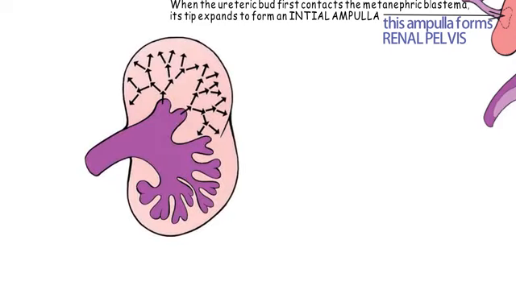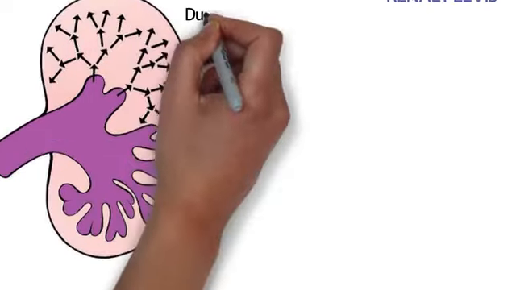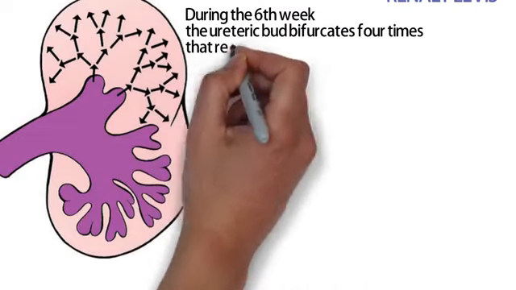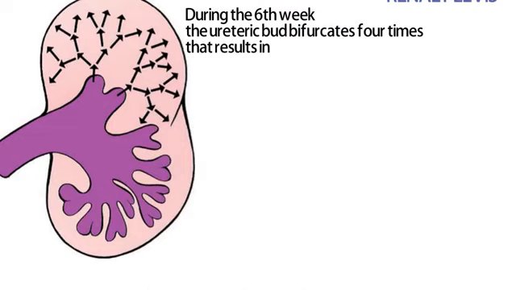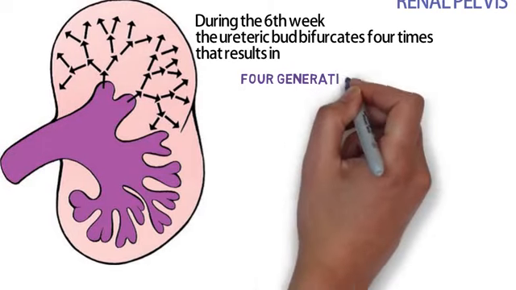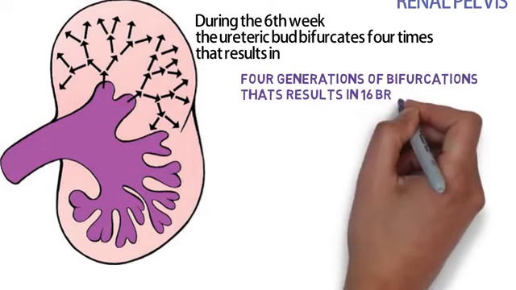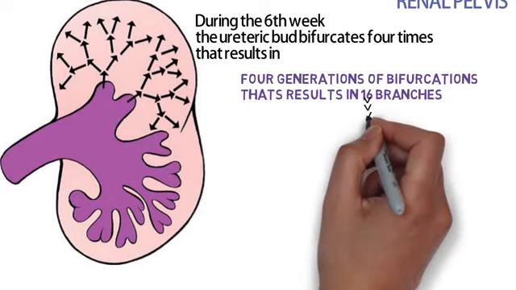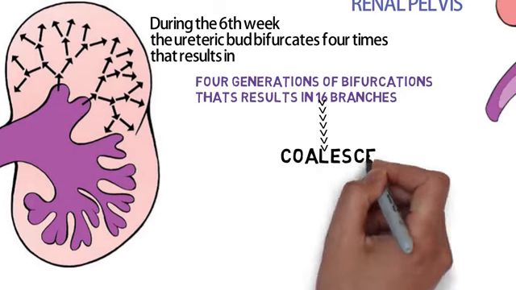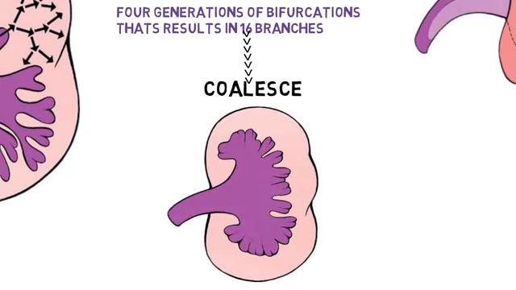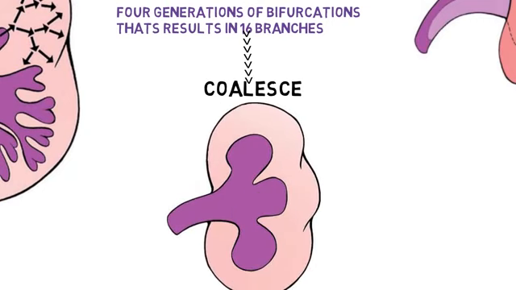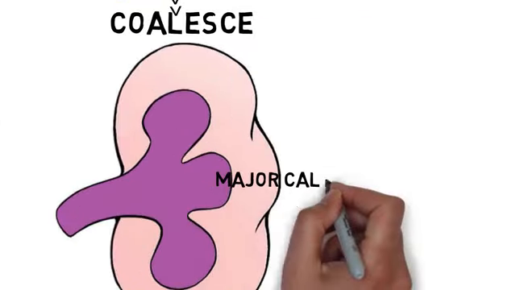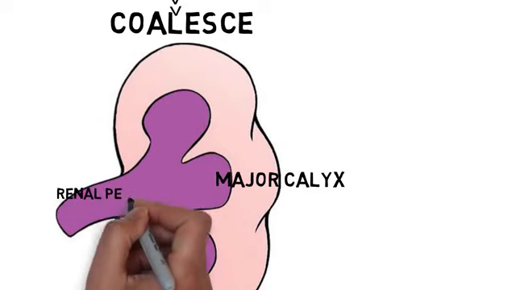Now look at this figure. It is a 6th week diagram of the kidneys. During the 6th week, the ureteric bud bifurcates 4 times, resulting in 4 generations of bifurcations. These 4 generations of bifurcations result in 16 branches of the ureteric bud. These 16 branches coalesce and form the major calyces. So this is the embryology of the major calyces, how they develop. This is a major calyx and this is the renal pelvis.